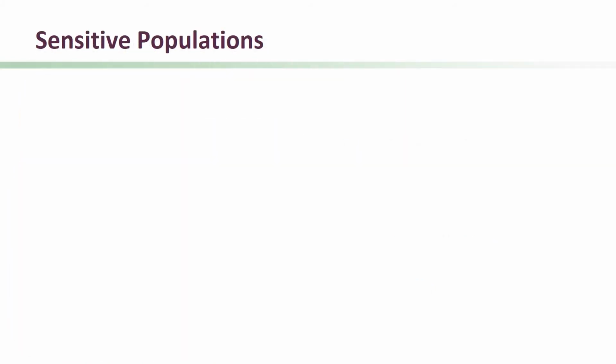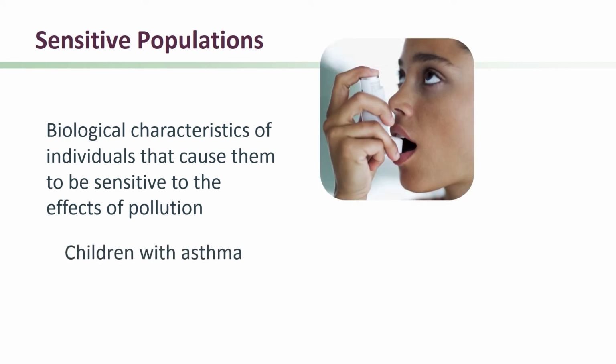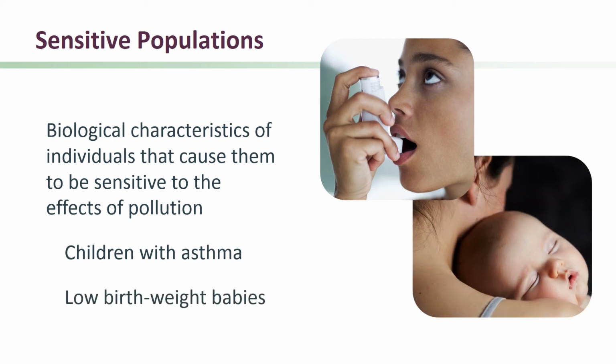The sensitive populations component includes the biological characteristics of individuals that can cause them to be especially sensitive to the effects of pollution. Children with asthma and babies born with low birth weight are 2 examples of sensitive populations.